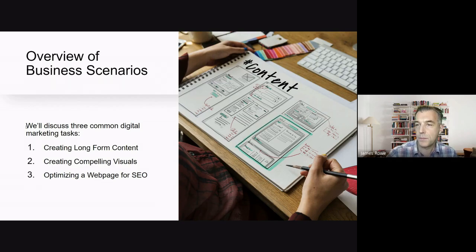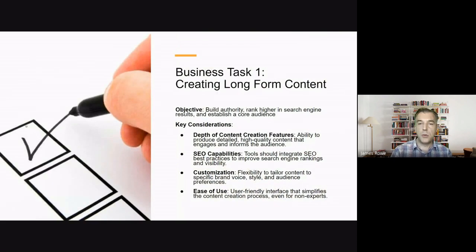So our first task is long form content. Our objective is to build authority, rank higher in search engine results than competing articles, and establish our core audience. Some of the key considerations are: how deep is the content? Does it give us superficial, very shallow content, or does it allow us to go and do some deeper research and build that into the content as it's being generated?